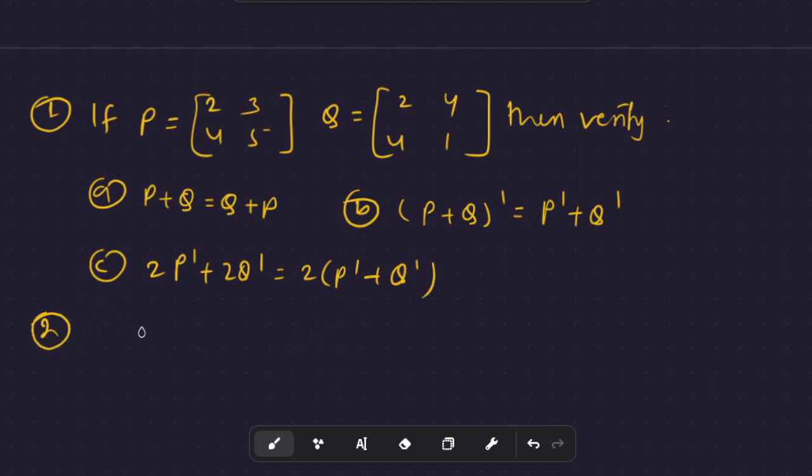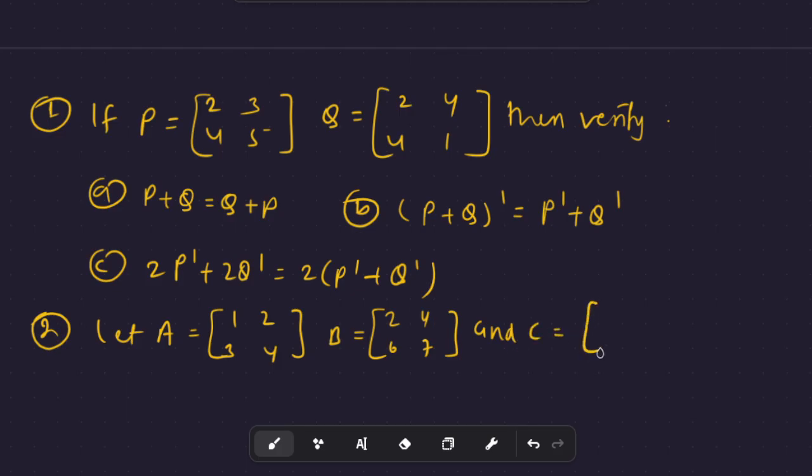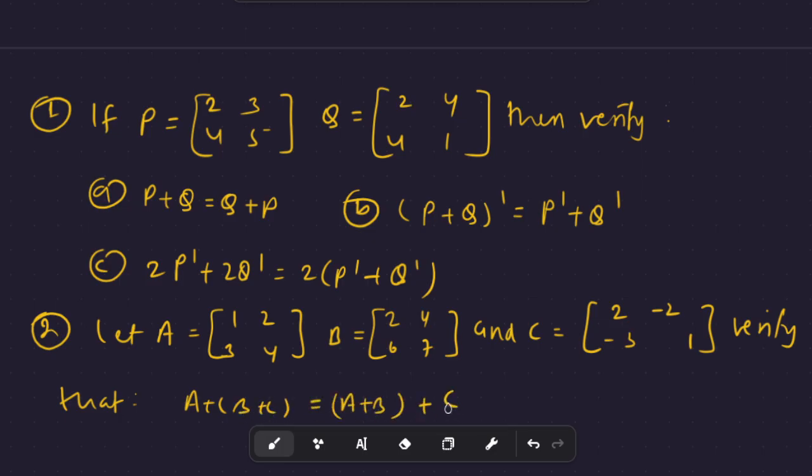Number 2 is, let A equals [1, 2; 3, 4], B equals [2, 4; 6, 7], and C equals [2, -2; -3, 1]. Verify that (A plus B) plus C equals A plus (B plus C). Okay, these two questions.